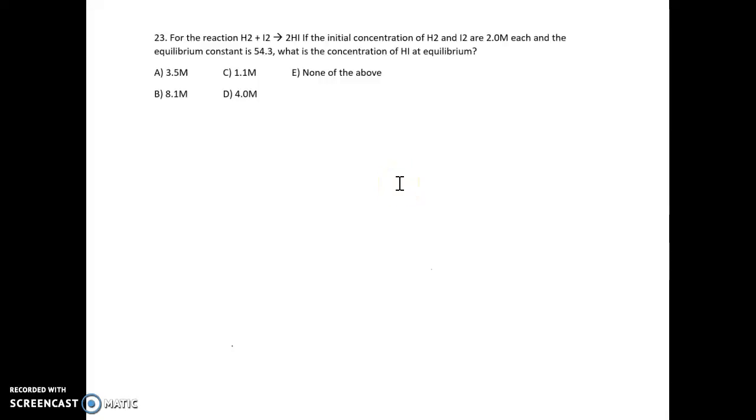Alright, so this is problem number 2 for the credit of exam 2, and it is number 23 from the exam 2. So to solve this equation, first we have to set up an ICE table.